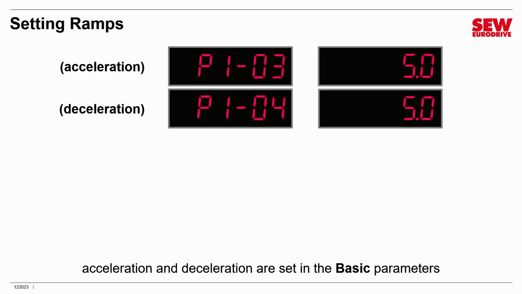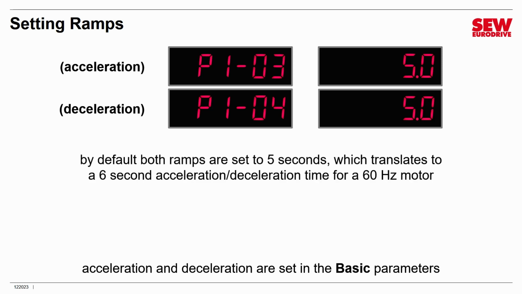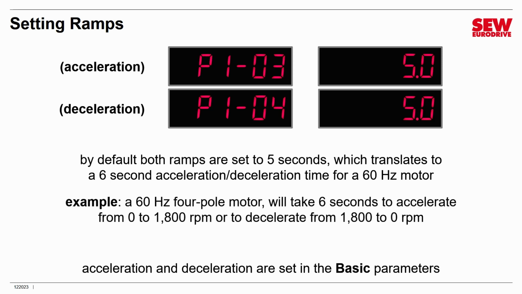Now remember, this is 5 seconds for a 50 hertz speed change, but if you're in the United States, as I am, you probably have a 60 hertz motor. So when you put a 5-second ramp into these two parameters, the actual acceleration and deceleration time for a 60 hertz motor is 6 seconds. That's because you've got to go an extra 10 hertz while you're accelerating. So for example, if we have a 60 hertz 4-pole motor, it's going to take 6 seconds to accelerate from 0 to 1800 RPM, which is what its speed will be with a 4-pole motor at 60 hertz, and it will decelerate in that same time, 6 seconds to come down from 1800 RPM to 0 RPM.